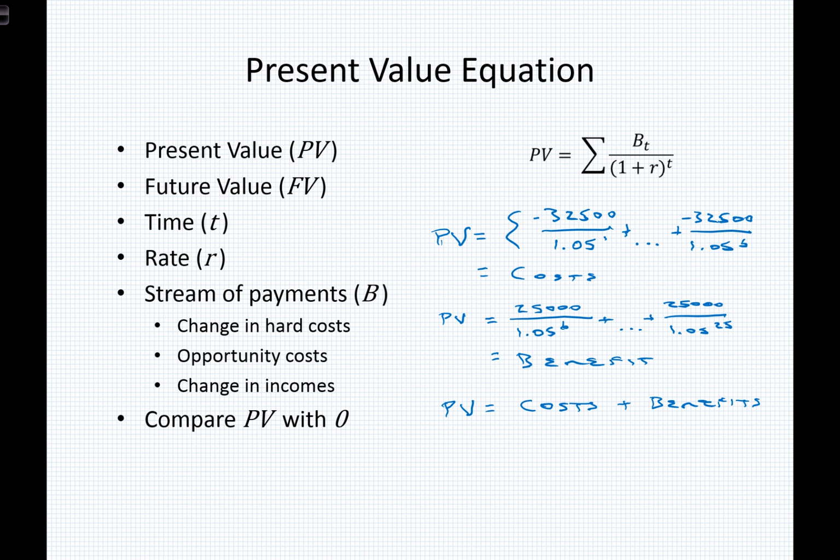If my PV is less than 0, then that means my costs are greater than my benefits, and if I've used the appropriate R, or rate of return, then I probably shouldn't make the investment. And if my present value, or PV, is greater than 0, then it means that I should make the investment. I'm going to get some financial gain.